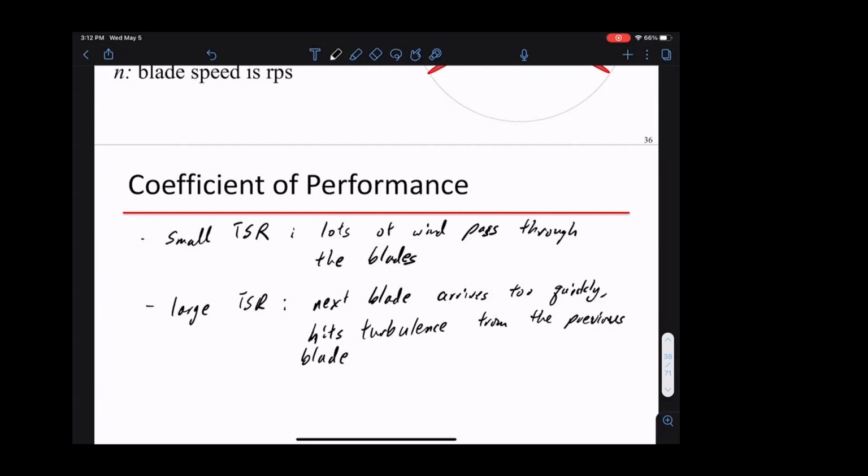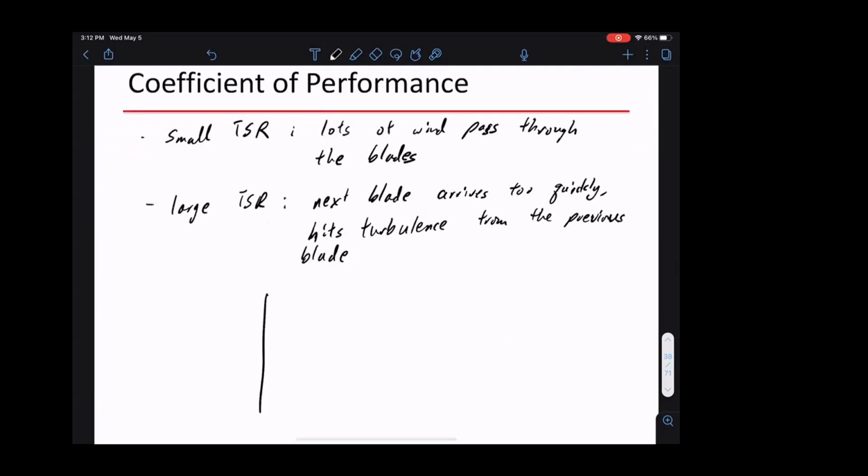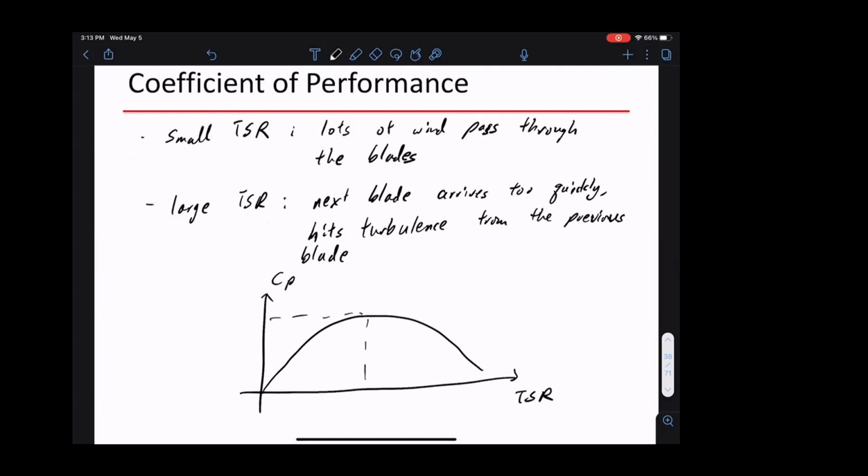So you want the tip speed ratio to be, again, not too large and not too small. If you look at the amount of power generated as a function of TSR, or the coefficient of performance, there is a max coefficient of performance you can hit through a TSR. So this is a TSR in the middle that gives you a max performance. Here again, this is P blade over P wind.